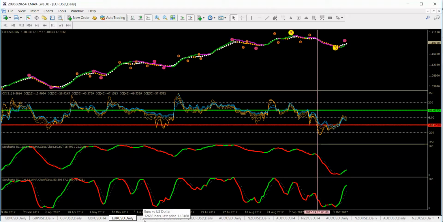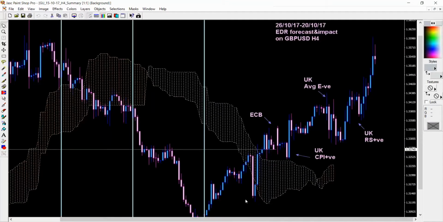We just talked about GBP and now we are going on to Euro USD. But before that, let me just summarize our projection of what GBP USD is going to do next week. There are four data points which are relevant to GBP USD.